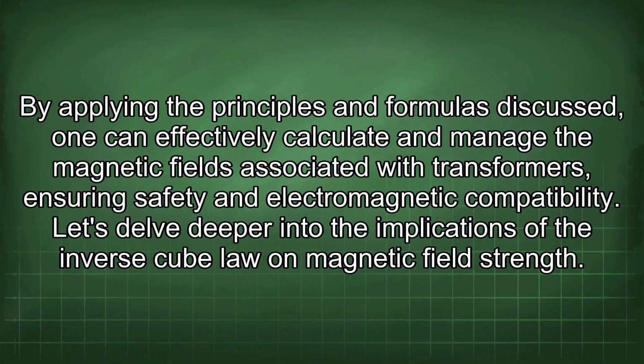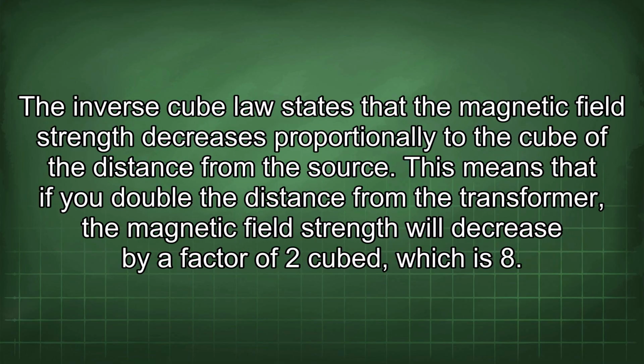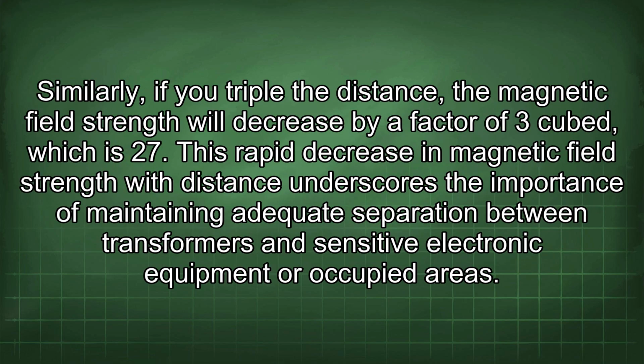Let's delve deeper into the implications of the inverse cube law on magnetic field strength. The inverse cube law states that the magnetic field strength decreases proportionally to the cube of the distance from the source. This means that if you double the distance from the transformer, the magnetic field strength will decrease by a factor of 2 cubed, which is 8. Similarly, if you triple the distance, the magnetic field strength will decrease by a factor of 3 cubed, which is 27. This rapid decrease in magnetic field strength with distance underscores the importance of maintaining adequate separation between transformers and sensitive electronic equipment or occupied areas.